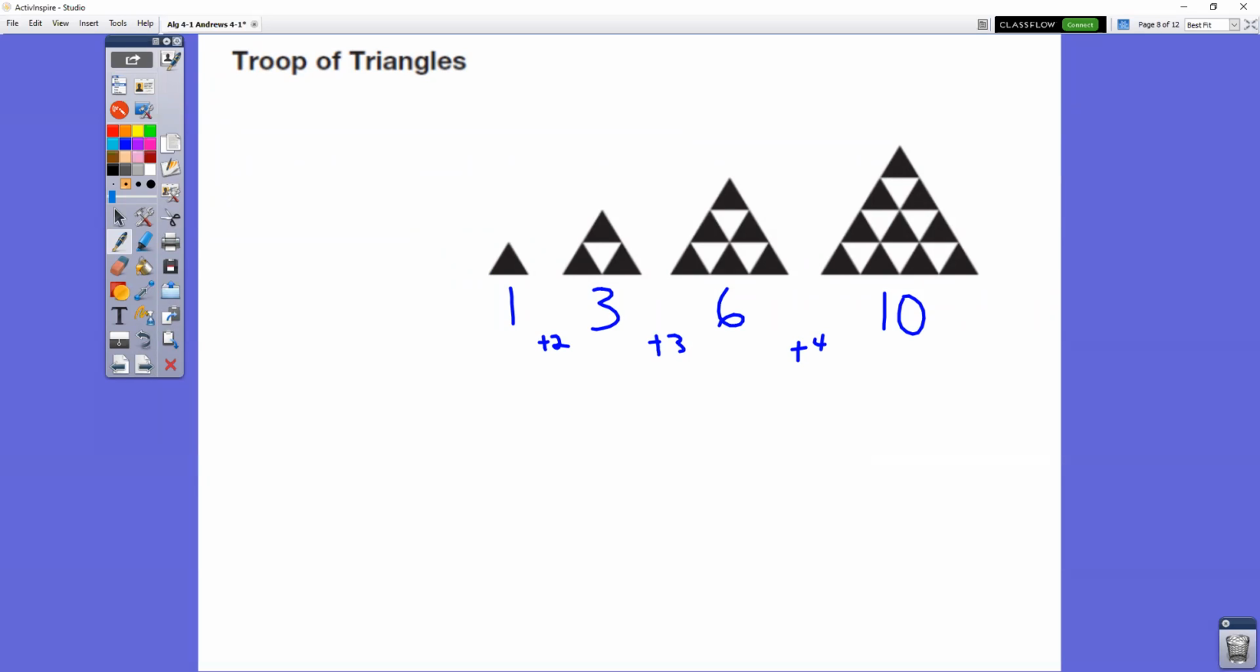Obviously, the next one would be a +5, so it would be 15. The next one would be a +6, so it would be 21, and so on and so forth. So this would be infinite because we could keep on going and keep on going. I can spell infinite. It is increasing. And again, we are starting with 1 and then adding 1 each time to the bottom row.